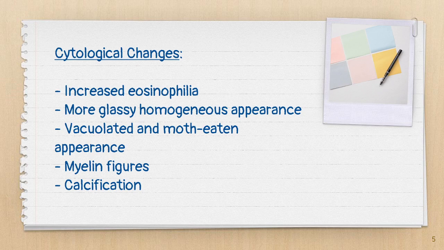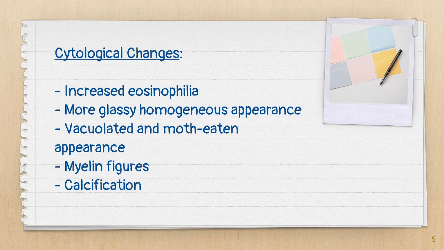The necrotic cells show increased eosinophilia in hematoxylin and eosin stains, and this is due to loss of cytoplasmic RNA and denatured cytoplasmic proteins. We know RNA binds to the blue dye, which is hematoxylin, and proteins bind to the red dye, which is eosin. Another feature is a more glassy homogeneous appearance than normal cells. This is the result of loss of glycogen particles.